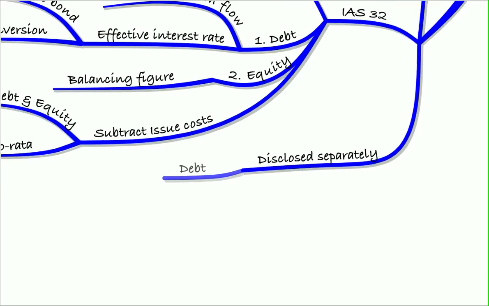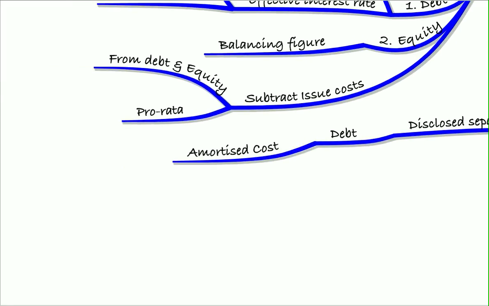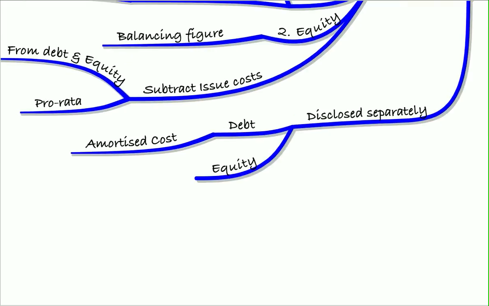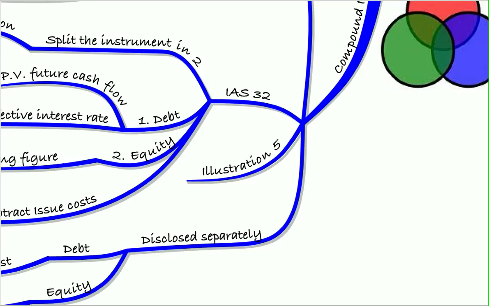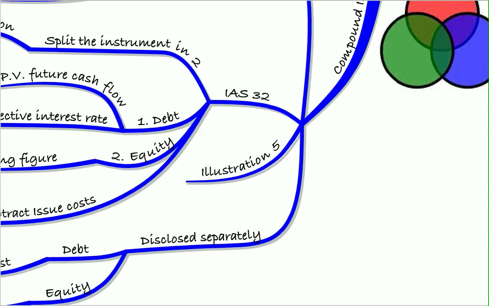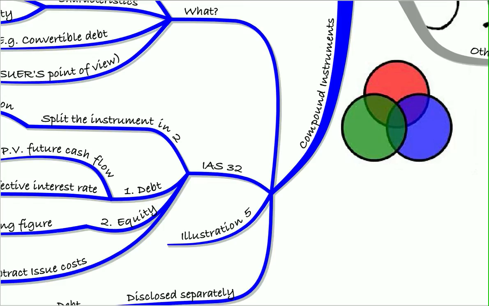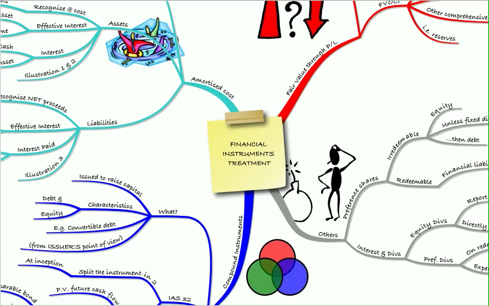We then disclosed separately the debt and treated it at amortized cost, and the equity, which remained the same, remained unchanged. So with convertible debt, we had to split it into its debt component and its equity component, and then treat each separately. And as I said, we did that in a detailed illustration in illustration 5. So that was our lecture on financial instruments treatment.